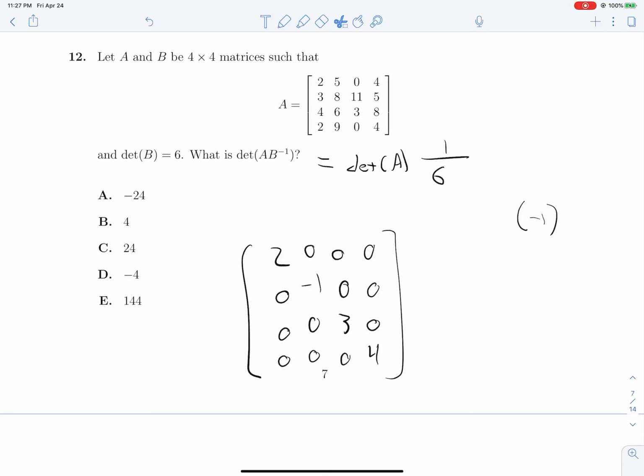So multiplying our main diagonal elements, we get 24, well, negative 24. Counting in that negative 1, we get positive 24. We have to divide by 6, so that gives us positive 4, which is B for 12. When I took this exam the first time, I forgot that negative 1 and got negative 4 and got it wrong.